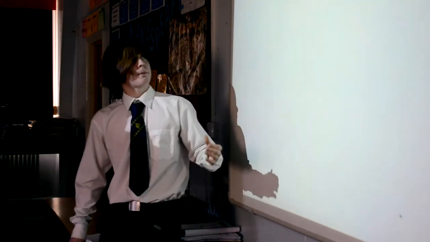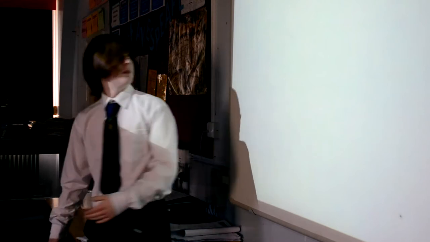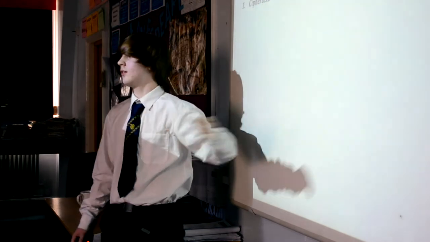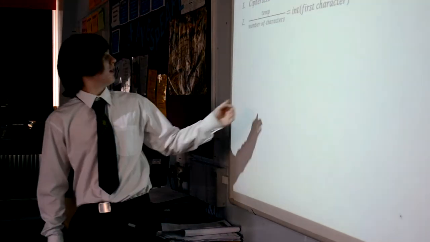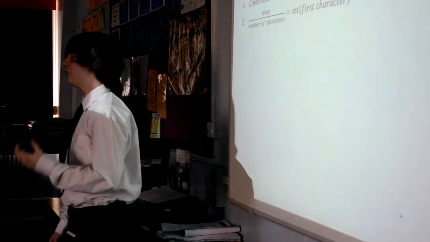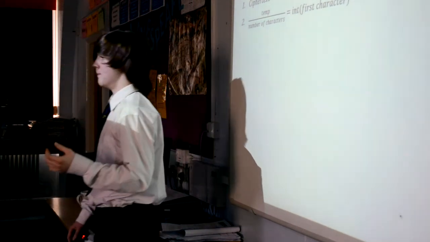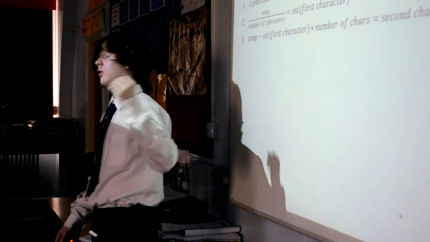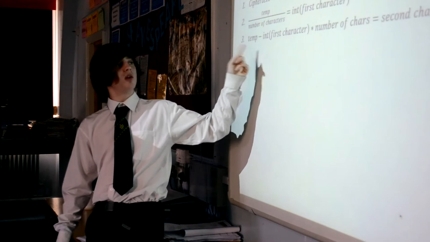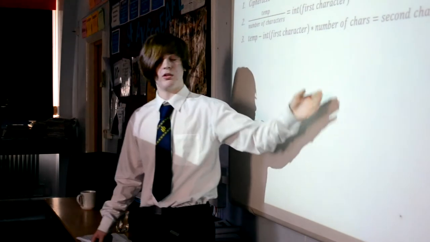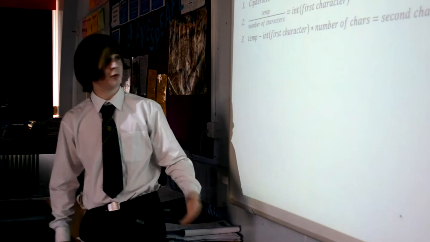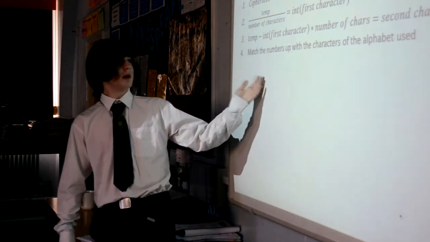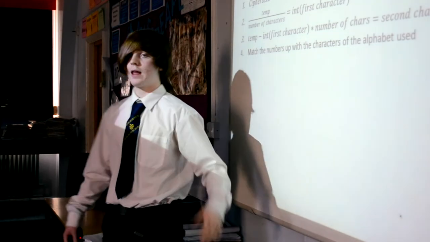To decrypt this, we need to essentially do the inverse. We take the ciphertext, put it to the power of D and mod it by N to get our temporary number. Then we do temp over the number of characters, and we take the integer part of that, and that's our first character. Then we do this formula here, which is temp minus the integer part of the first character times the number of characters, which gives us our second character for a block size of 2. For block size 3, obviously the equation is more complex. Then we match the numbers up with the characters of the alphabet used, and our message is decrypted.